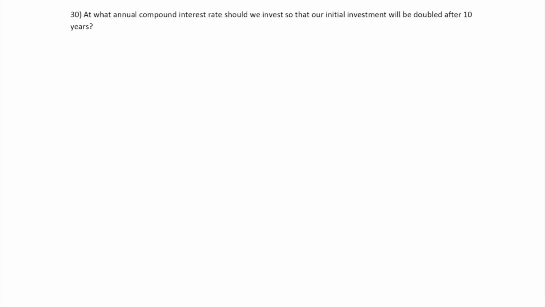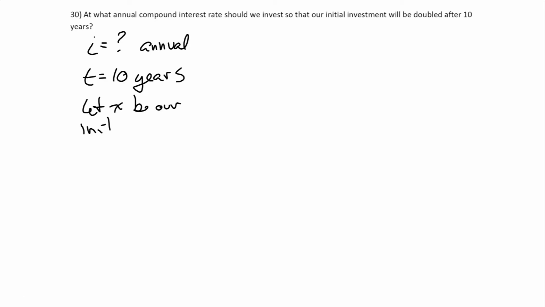At what annual compound interest rate, so we are looking for I, should we invest so that our initial investment will be doubled after 10 years? So our term is clearly 10 years, but they don't tell us what our initial investment is or what our final investment is. Thinking back to our algebra, what would we do here? Well, we could let x be our initial investment. So if x is our initial investment, we've said C0 is equal to x, and our CT, we're looking for it to double, so that's 2x.